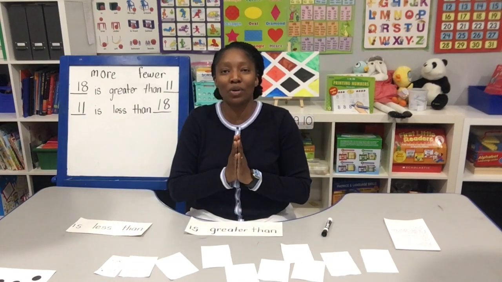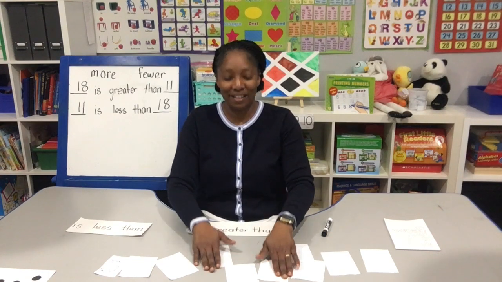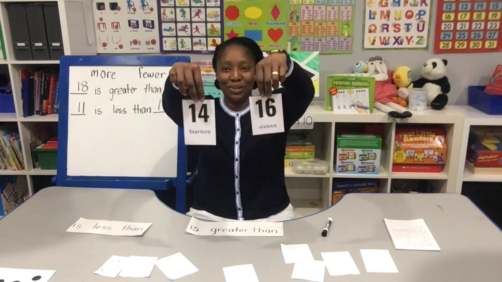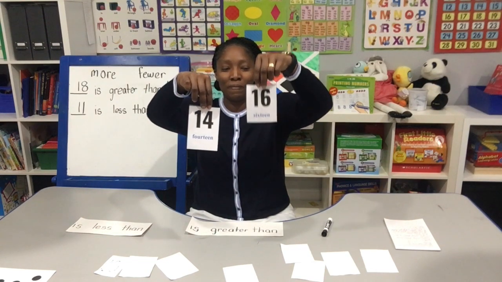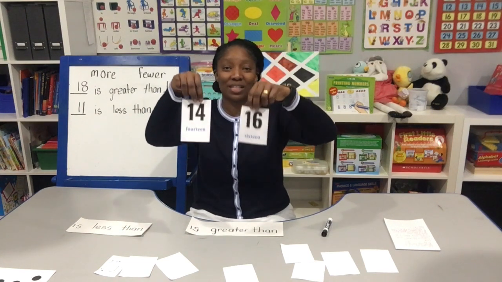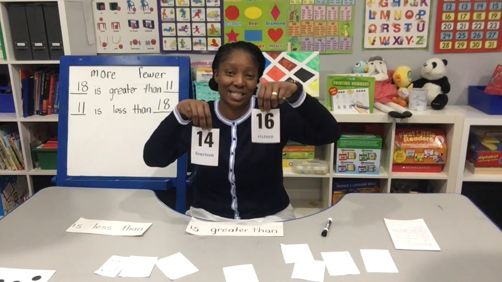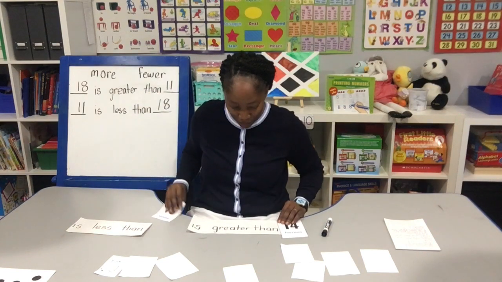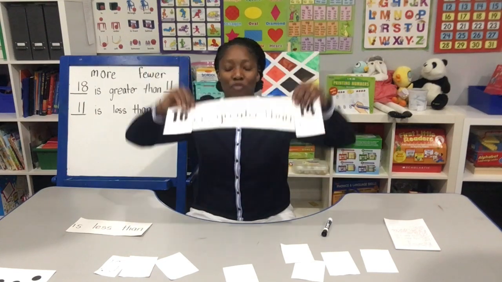All right, what number would you like me to flip? This number? That number? All right, flip that number. Ooh, we have 14 and 16. Which number is greater? 16, because I have to count 14 first. When I count 11, 12, 13, 14 before I even get to 16. So 16 is greater. So 16 is greater than 14. Yay! Okay, one more for greater than.